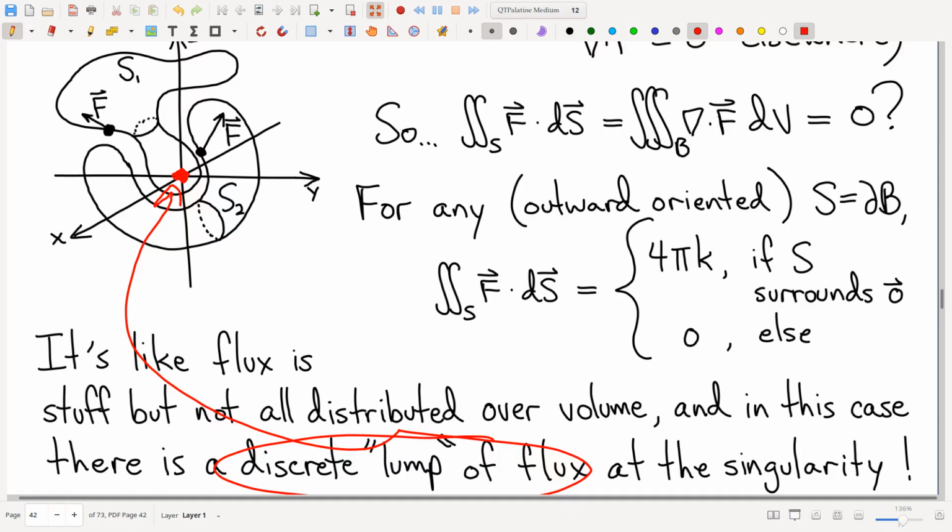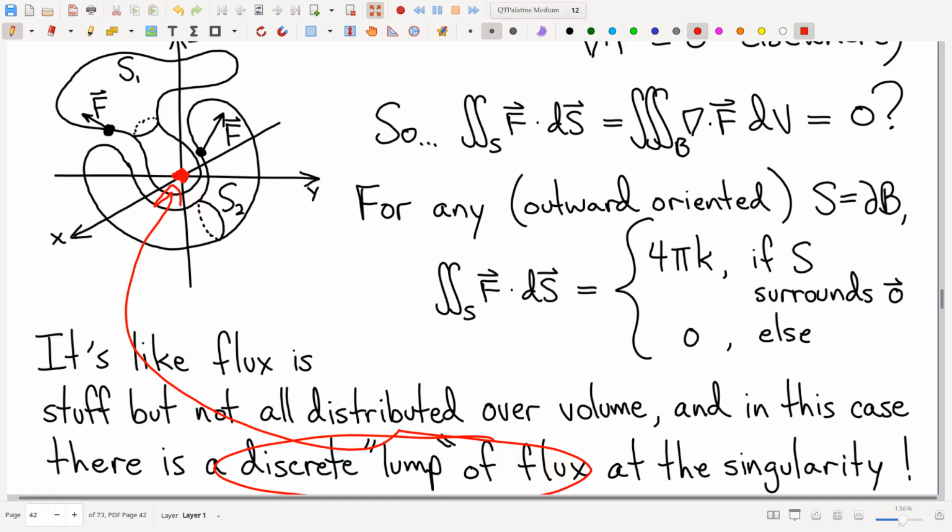Let's talk about S1. If I want to claim that the flux through S1 is a measure of how much stuff there is on the inside, well, there's no stuff. Divergence is 0. No stuff over here, and then there's a lump of stuff in the amount of 4 pi k. Grand total, how much stuff is in S1? 4 pi k. Just as the calculation says.